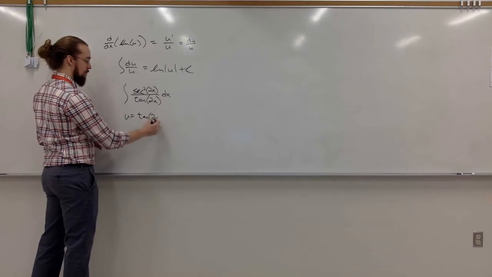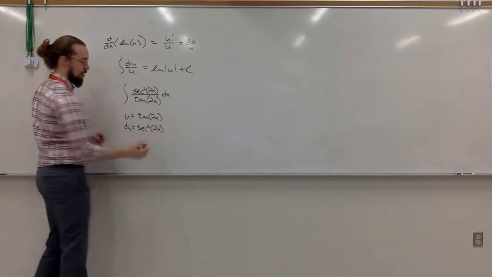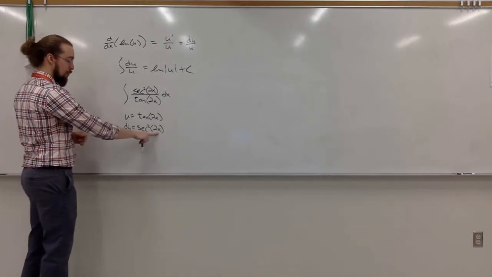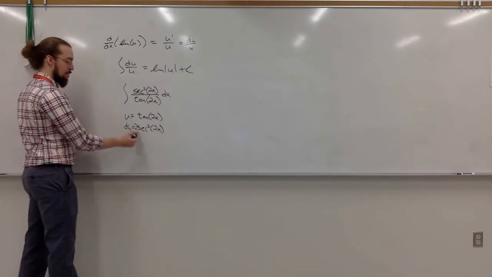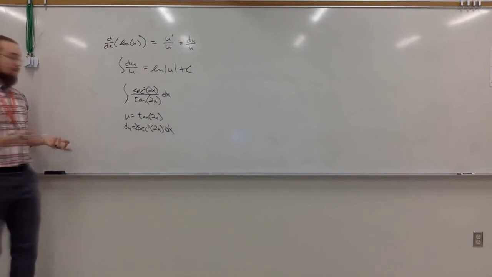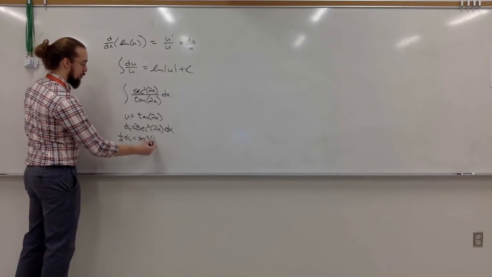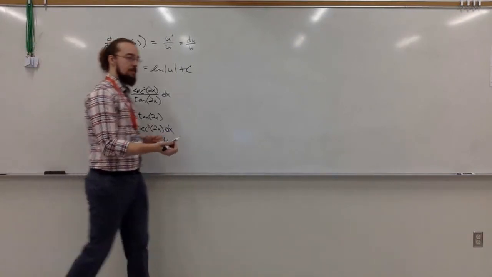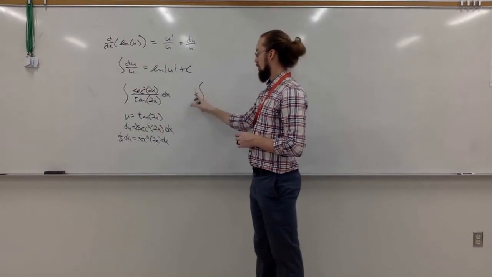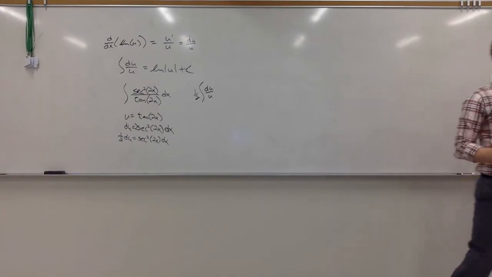du is secant squared of 2x times 2. We have to remember to use the chain rule here, so we would actually have times 2. But we just want it to be 1, so I would need to multiply both sides by a half. So I would end up with 1/2 du equals secant squared of 2x dx. So when I do my u substitution, we would just have 1/2 du over u.